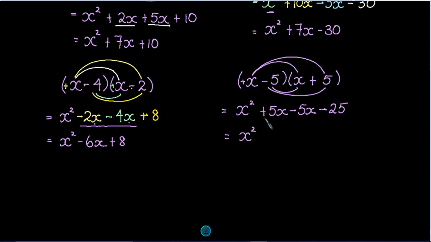Now we're gathering our like terms. What is 5x take 5x? If you're unsure, 5 take 5 is 0, so I don't write 0x, I just write nothing. And that becomes minus 25. Okay, so hopefully that helps.